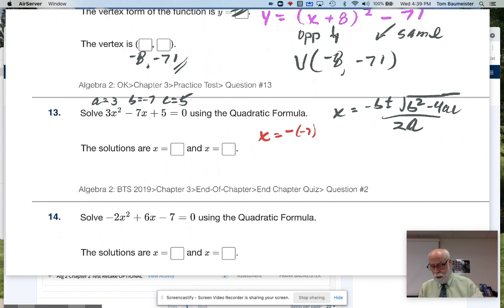So there's my b, plus or minus the square root of negative 7 squared minus 4 times a, which is 3, times our c, which is a positive 5. And all of that is divided by 2 times 3.